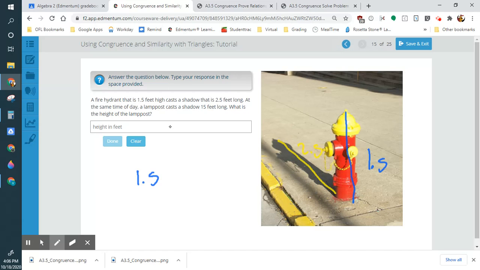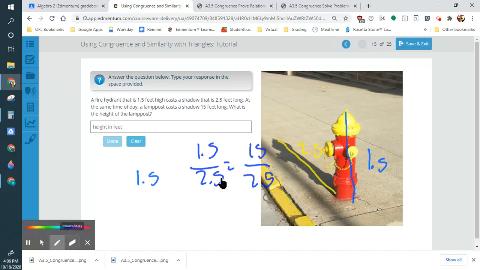Okay, so the lamp post is going to have the same thing. We're going to have 1.5 over 2.5, right? The shadow. And then this is going to equal, so our lamp post is this tall. So how tall is the shadow? Wait. Oh, the shadow is that tall. I'm sorry, we have these backwards. I thought this was going to be easy. But the shadow is that tall.